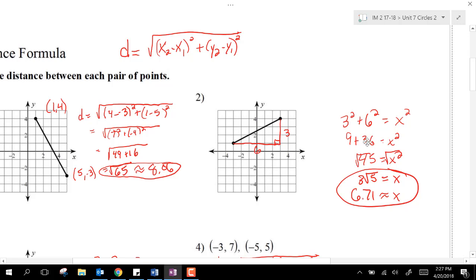And we do Pythagorean theorem. 3 squared plus 6 squared is x squared. 9 plus 36 is x squared. 45 is x squared. Take the square root. We get 3 root 5, or approximately 6.71.